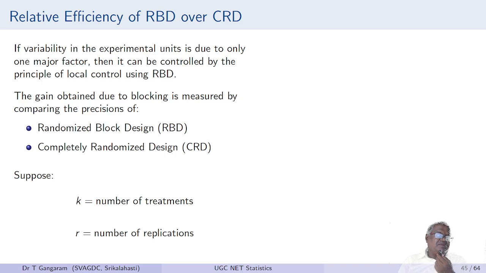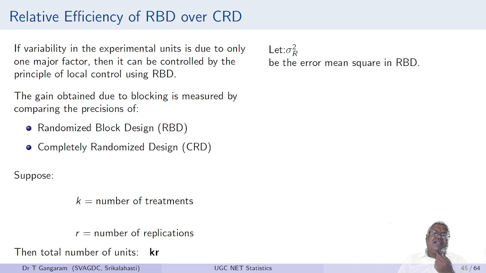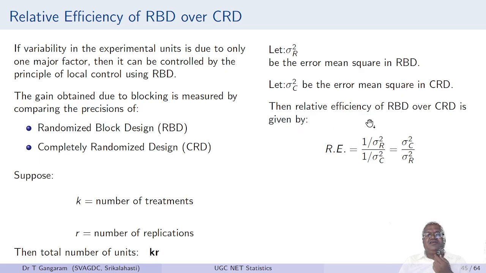Suppose K is the number of treatments, R is the number of replicates, so the total number of units is KR. Let sigma square R be the error mean sum of squares of RBD, and sigma square C the error mean sum of squares of CRD. The relative efficiency of RBD over CRD is given by 1 by sigma square R divided by 1 by sigma square C, which gives sigma square C by sigma square R. Here C is the error mean sum of squares due to CRD, and this is due to RBD.